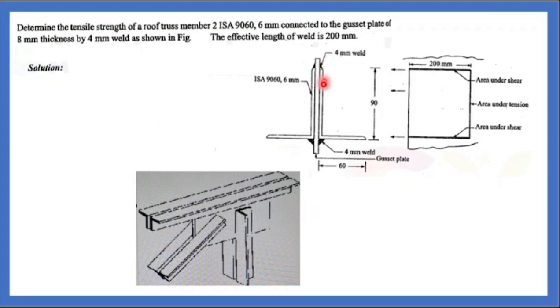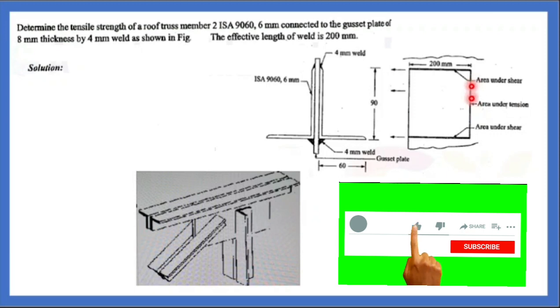So there is a weld they have made at two ends. Throughout the length you have the weld, and along this portion also you have weld: 1, 2 and 3. So all three sides have weld. This is what is given in the cross section. The effective length of weld is 200 mm on both sides and 90 mm on one side. So this is the area under tension, and this is the area under shear.